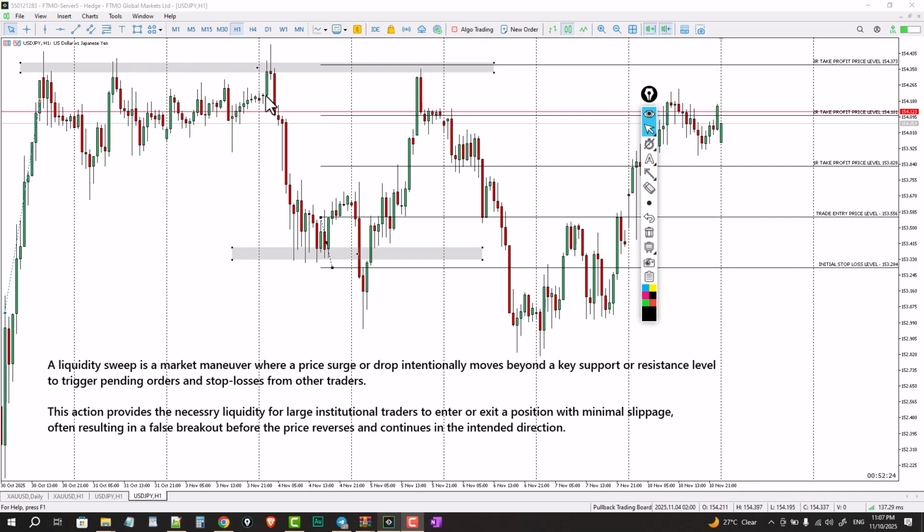But then when a lot of orders were aggregated around this area with the stop losses and whatever the case might be around here, the big boys just pushed prices up, stopped everyone out, and then they just pushed prices lower. I'm saying it this way, making it look simple, but it's a little more complex than this. But in essence, this is just what liquidity sweeps are.